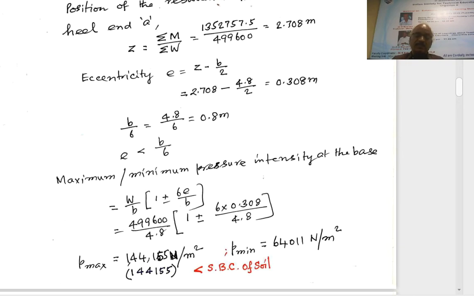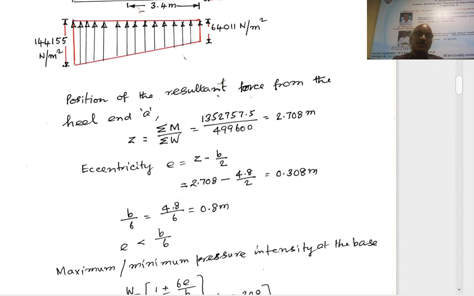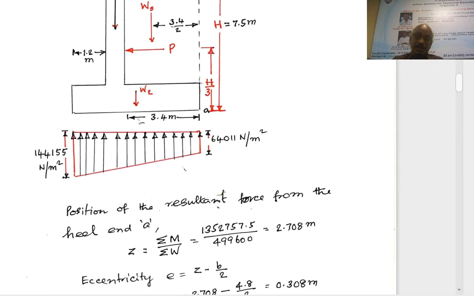We find that this is less than the safe bearing capacity. Safe bearing capacity, I think it is 200 kilonewton per square meter. Here it is only 144 kilonewton per square meter. Therefore, the maximum pressure is less than the safe bearing capacity of soil. And this is the pressure diagram.